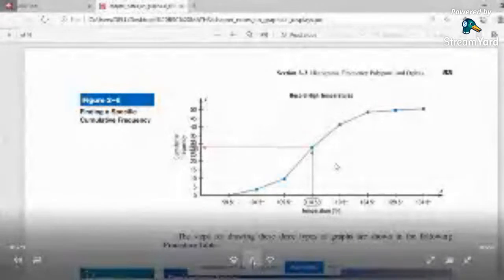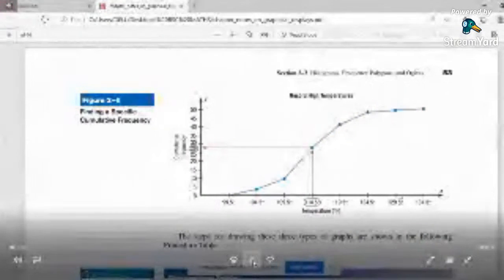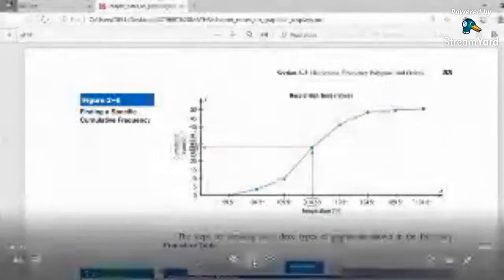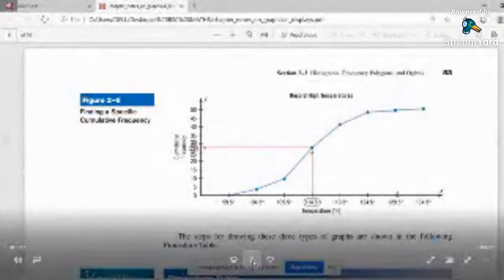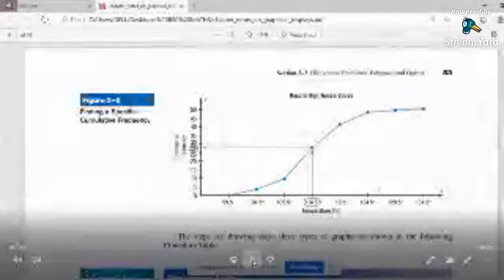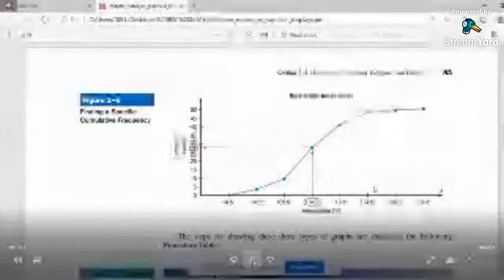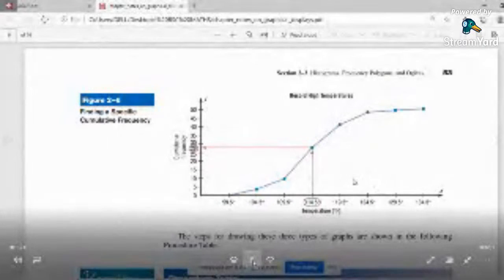For example, the frequency between 129.5 and 134.5 is the difference of these two points, that means 50 minus 48, which will be 2. So we have generated the frequency of this region. Similarly, we can generate all the regions. We can generate the data. So that is the advantage of this Ogive curve.